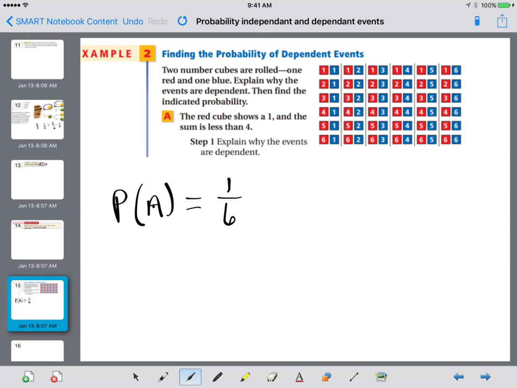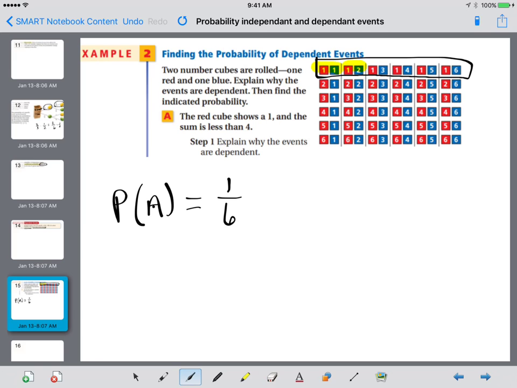Now let's assume all of the events where the red cube shows a 1. That is these 6 events right here. Each one of these, the red cube shows a 1. Now it says the red cube shows a 1 and the sum is less than 4. So let's pick out where the sum is less than 4. Well, if the blue cube is a 1, that's less than 4. There's 1 try. 1 plus 2, that's less than 4. 1 plus 3, that's equal to 4. That's not less than 4.